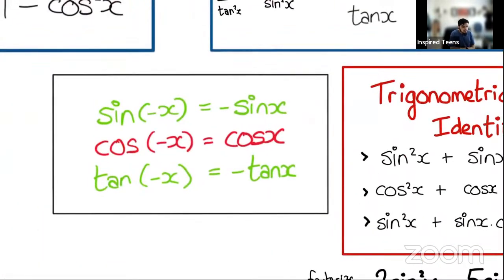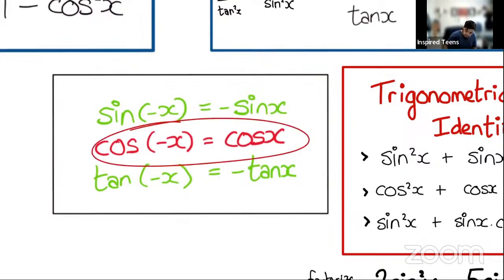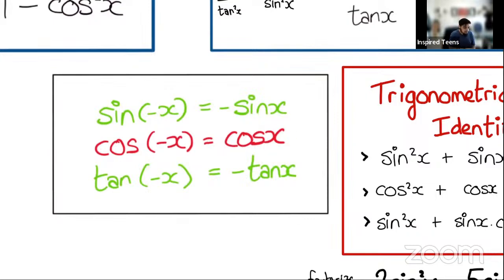Let's have a look at negative angles, which, like I said, we've discussed before. Sine negative x is equal to negative sine x, as well as tangent negative x, which is equal to negative tan x. However, cos negative x is not equal to negative cos x. This is equal to positive cos x. We said that cos x swallows that negative.